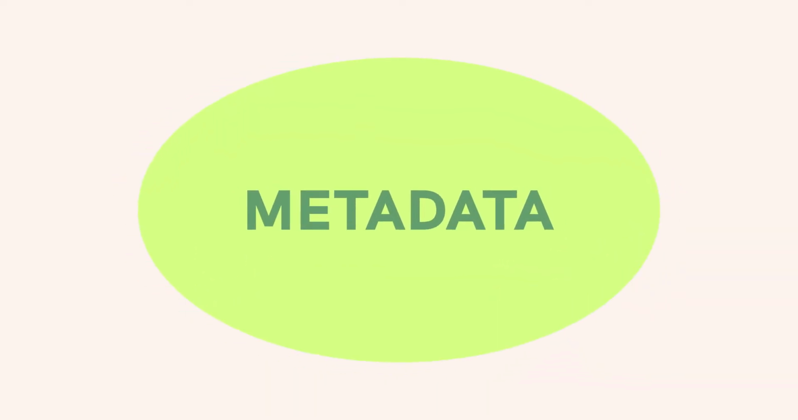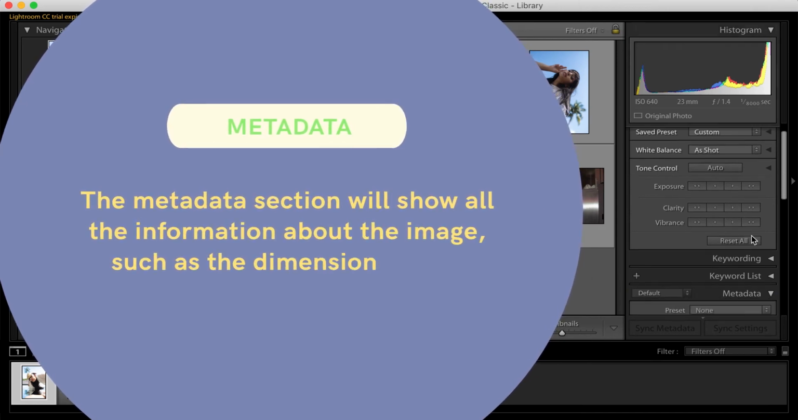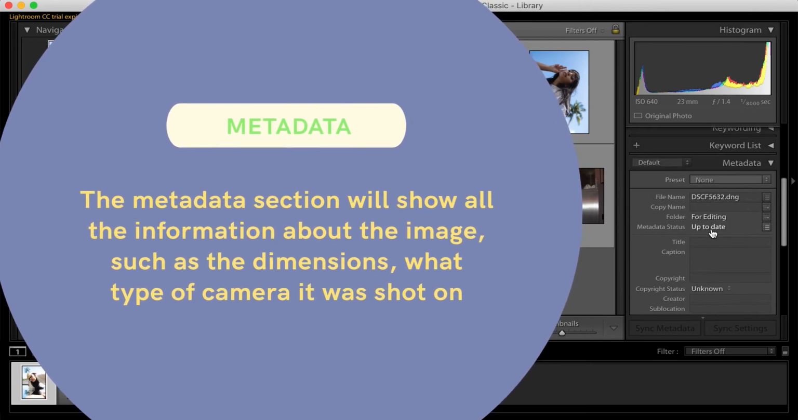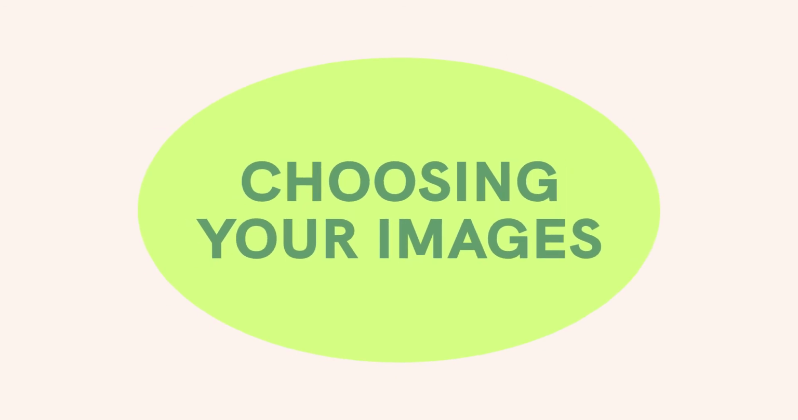Metadata. The metadata section will show all the information about the image, such as the dimensions and what type of camera it was shot on. Before you get started, you want to be able to choose certain photos that you would like to develop. Choosing your images.